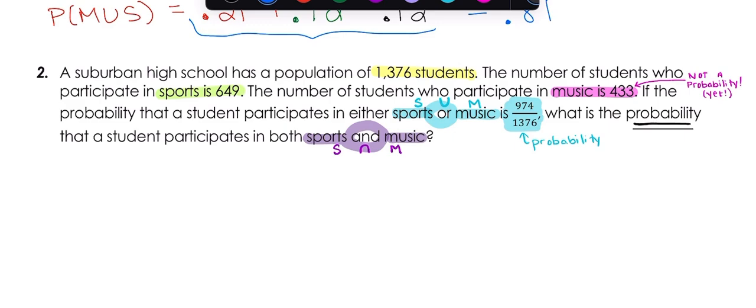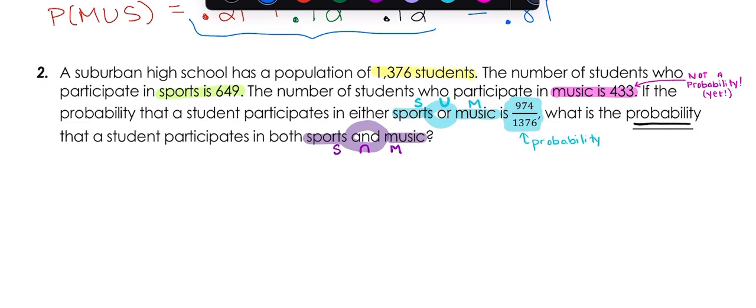So number 2 says a suburban high school has a population of 1,376 students. The number of students who participate in sports is 649. The number of students who participate in music is 433. So far, all 3 of those numbers given to us are not probabilities. Those are just number of students.